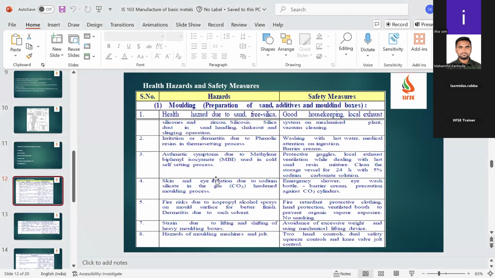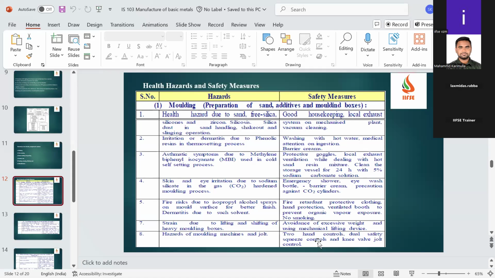Then fire retardant protective clothing, again fire proof clothing. Then we have organic vapor exposure and also no smoking, because of solvents we are not supposed to allow any smoking activity nearby. Then, due to the strain of lifting and shifting, where there is evidence of excessive weight lifting, we can possibly go with a mechanization process.